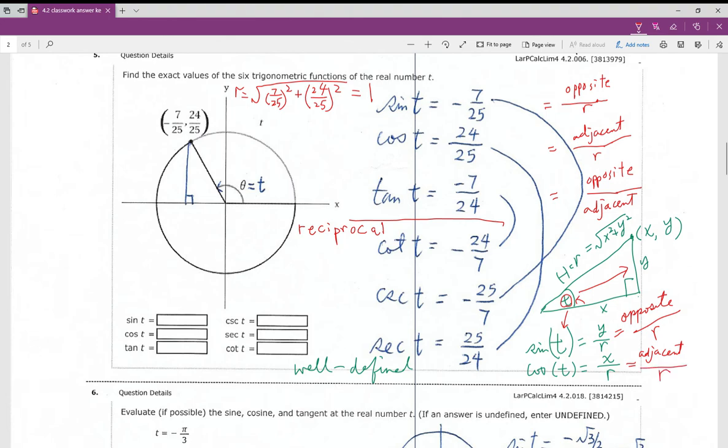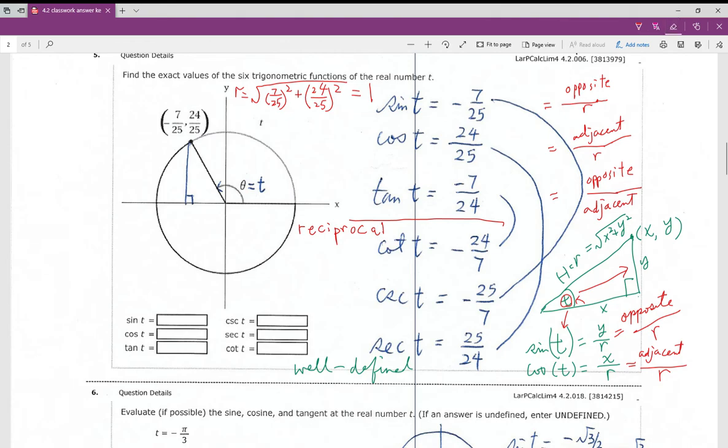And divide by r. Now, why do we have to divide by r? That's the next thing I want to talk about. When r is not equal to 1, we divide by r to make it equal to 1. That's what it means. Now, if r is not 1, what happens?